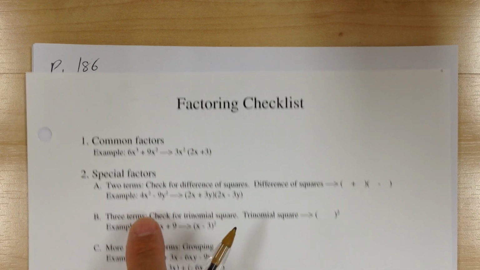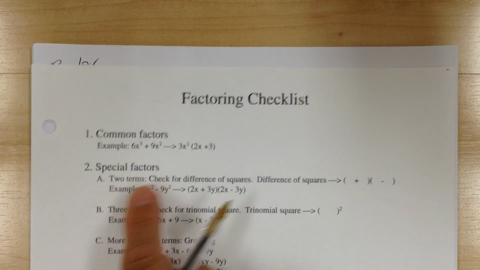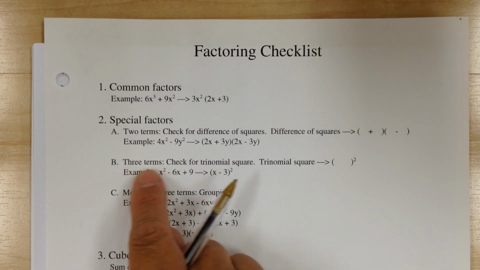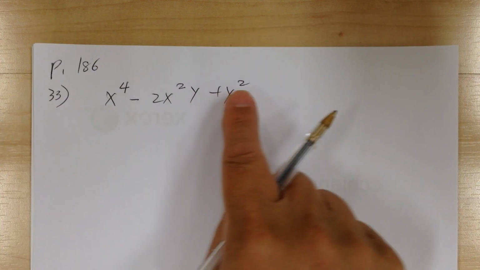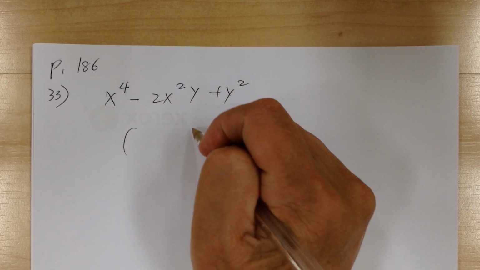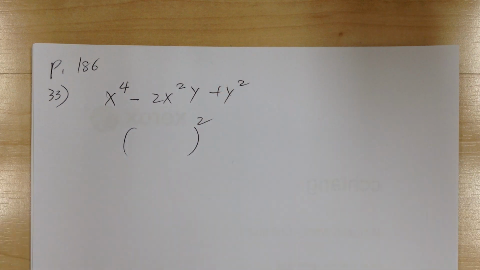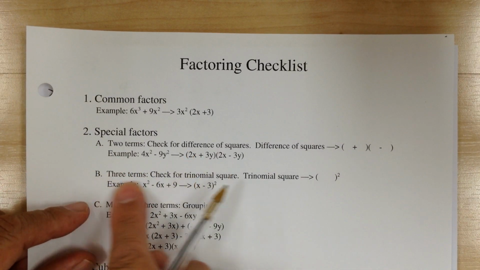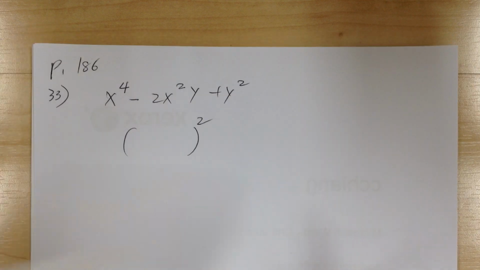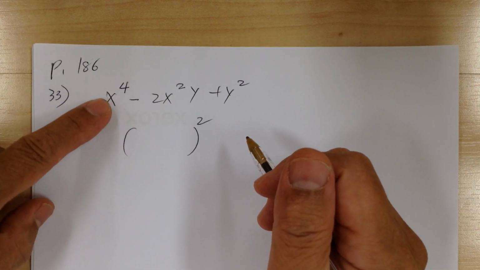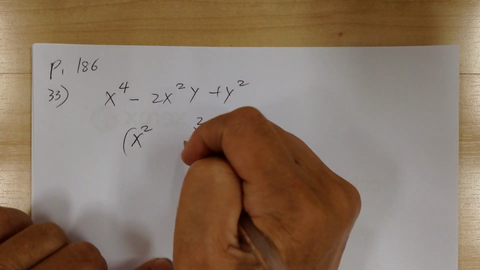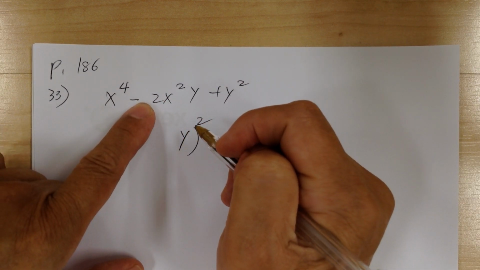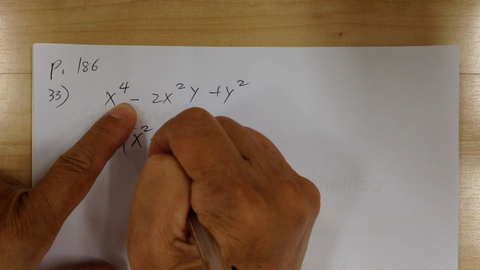Then you go to step 2, special factors. Okay, so 2 terms, 3 terms, 4 terms, right? So with 3 terms, you have to check for the perfect square. So this is a perfect square, this is a perfect square. So you want to do this, right? So again, step 2, 3 terms, you check for the perfect square. So this is a perfect square, so you can get x squared. And to get a y squared, you need to have a y. And to match the middle term, the sign has to be a negative.